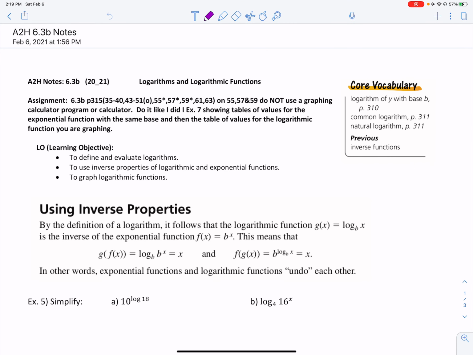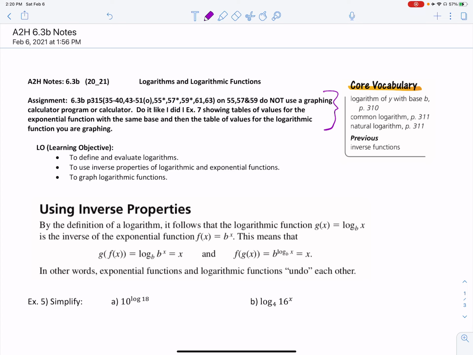6.3b notes for Algebra 2 Honors, and we are going to be looking at logarithmic graphs, and we're going to be using some inverse properties. Remember, logarithms are inverses of exponential functions. Make sure that you pay attention to the directions.